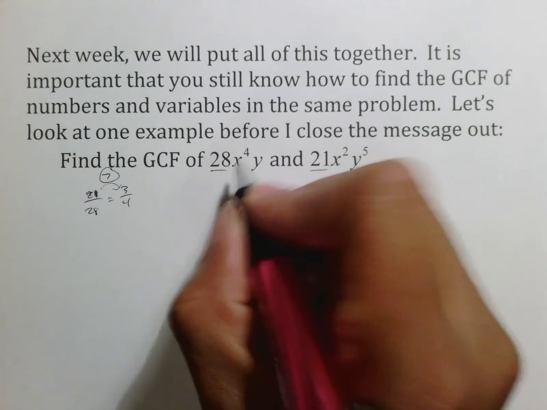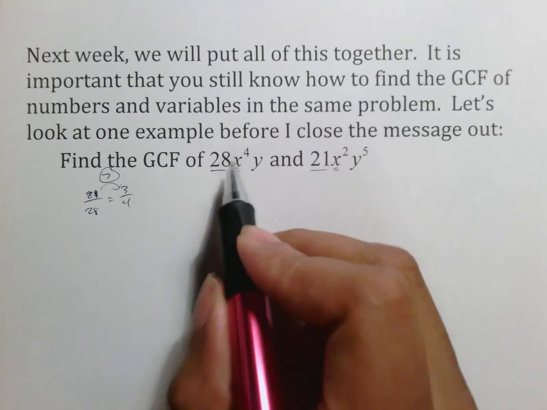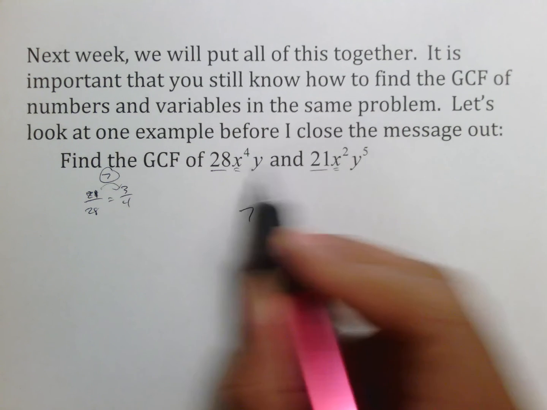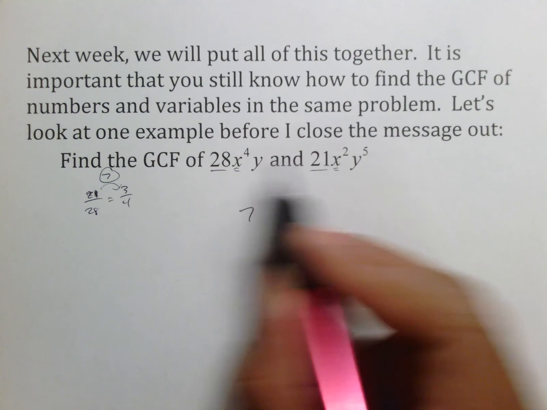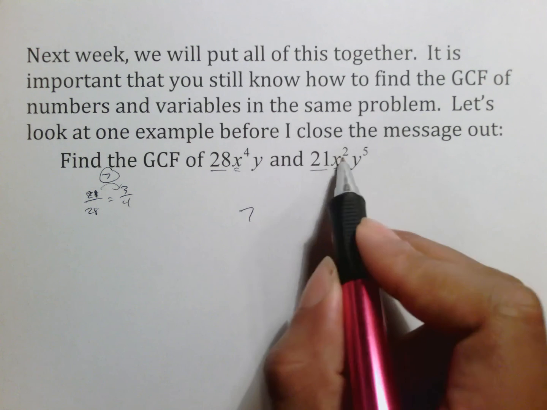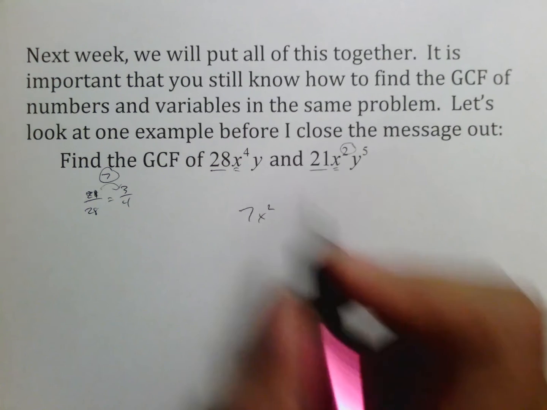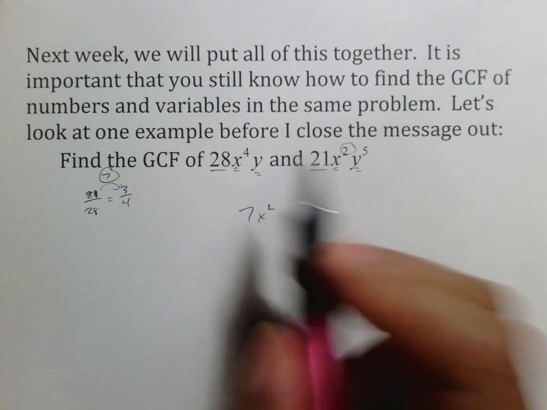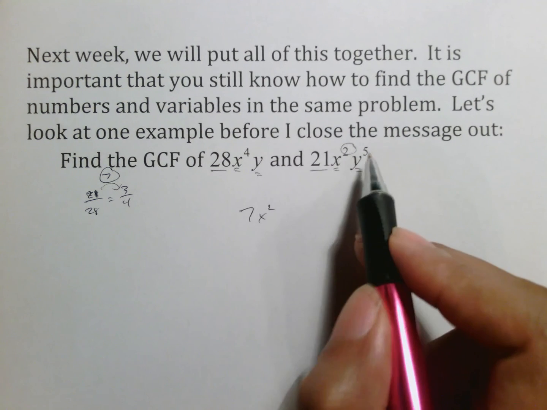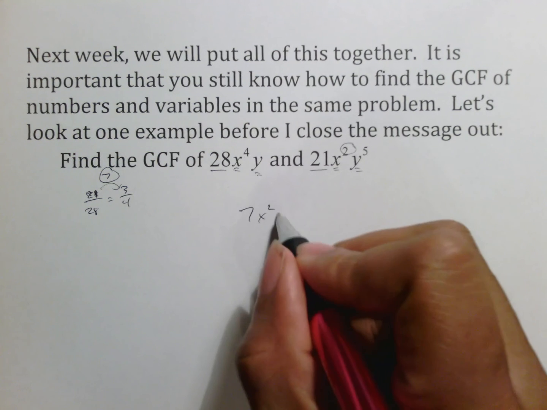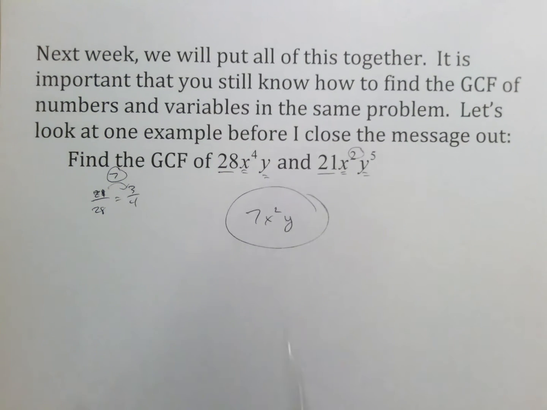Now you look at your x's and you say how many x's can I pull off of both of them at the same time. Again, what's the most I can charge both of these so that both x's come out, and the most I can charge is the lowest number, which is x squared. And then you notice that both of them have y's, and you say what's the most I can charge. This has 5 y's, this has 1. The most you can charge is 1. And so what you will be doing is simply pulling off that GCF.